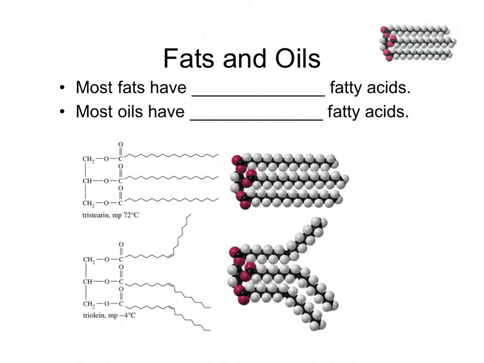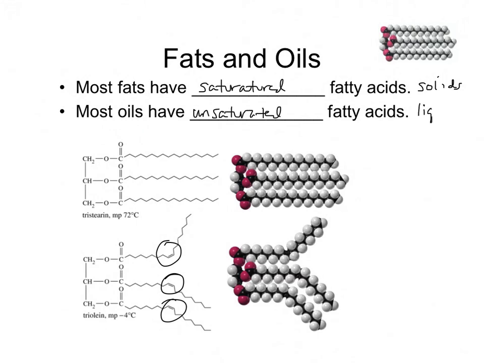Most fats have saturated fatty acids. So you get side chains that can pack together really well, and as a result their melting point goes up and they become solids. And so fats tend to be saturated. Oils, however, have side chains that don't pack together so well. You can see the kinks there, and there. So most oils have unsaturated fatty acids in them, don't pack together so well, and as a result have low melting points, and tend to be liquids.